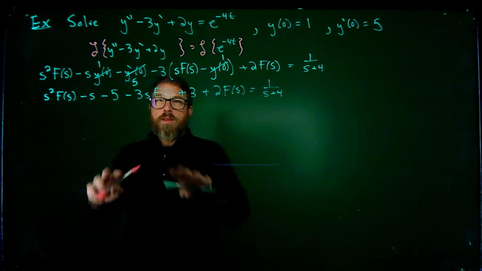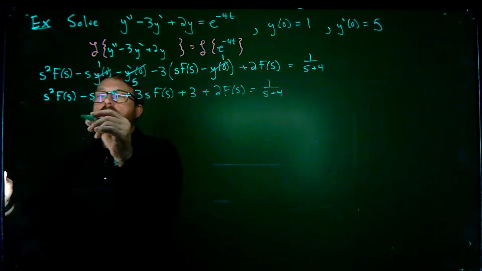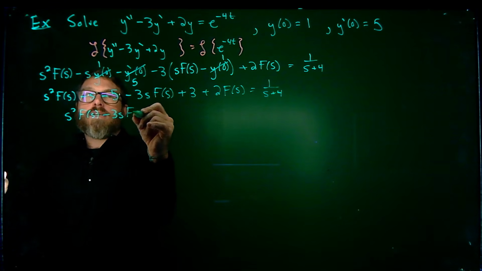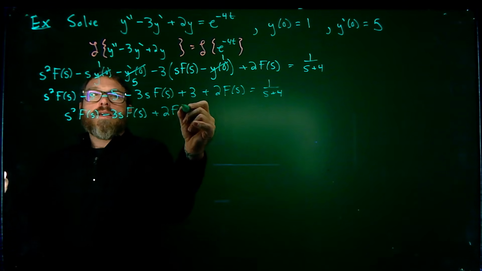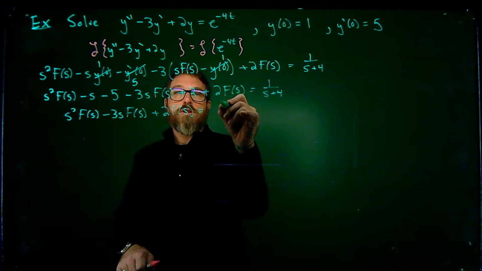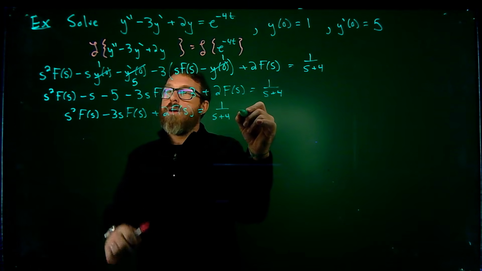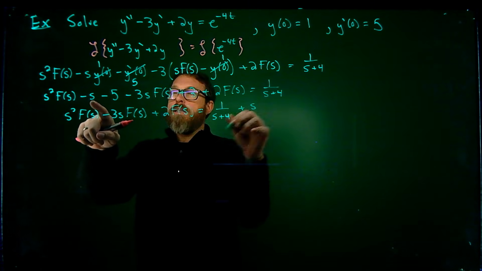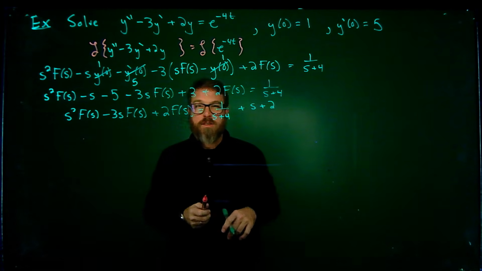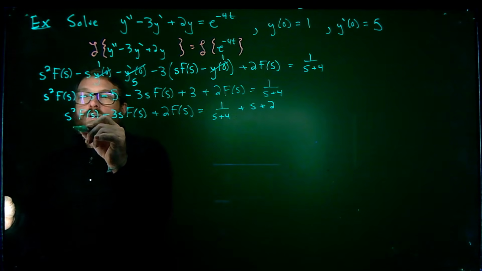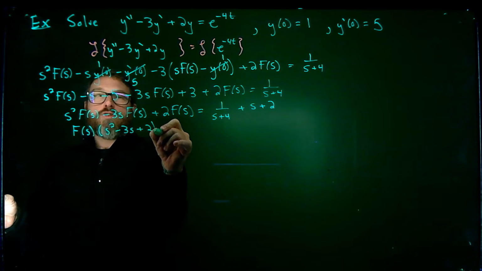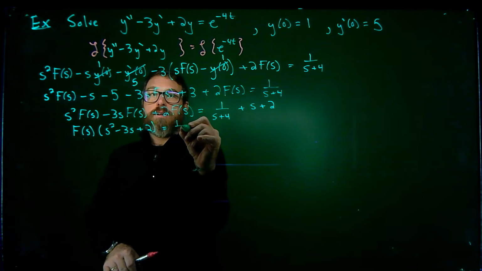And I'm just going to leave everything with the capital F of s over here. So s squared capital F of s minus 3s capital F of s plus 2 capital F of s. And then anything that doesn't have a capital F of s, I'm going to put on the other side. So I have this 1 over s plus 4. Now I'm adding s, and then minus 5 plus 3 is minus 2, so adding 2 to both sides. Now I'm not done solving. Isolating your capital F of s is going to leave this quadratic, s squared minus 3s plus 2, which I'm also going to have to put on the other side.